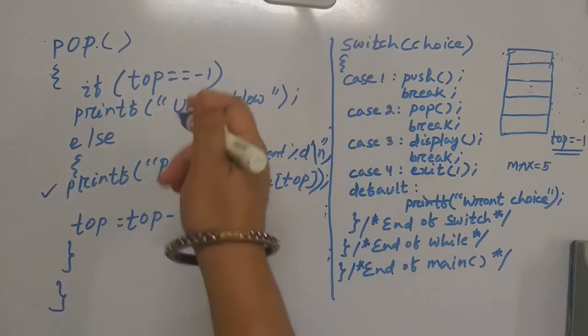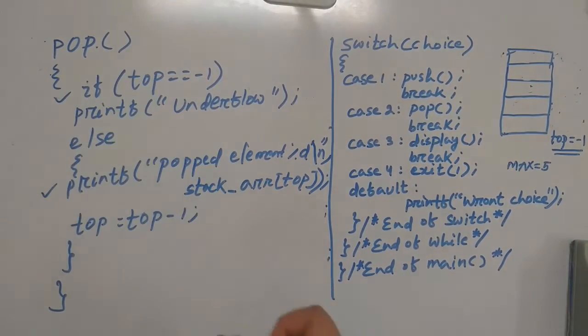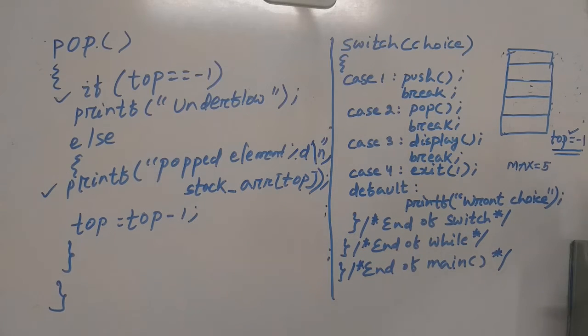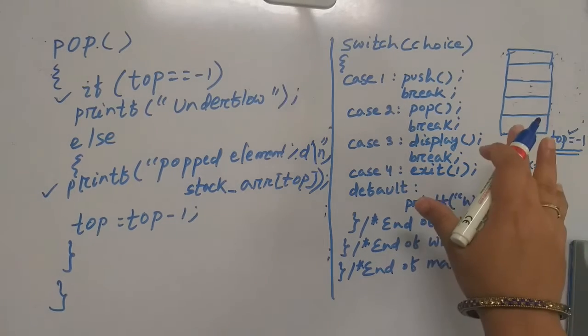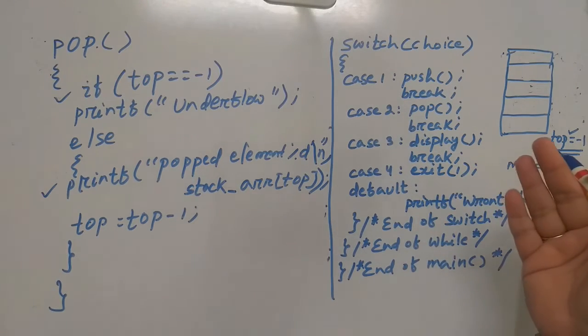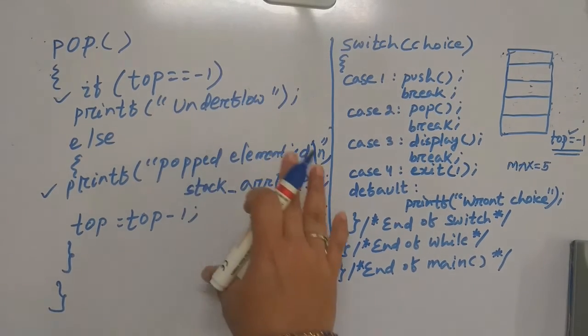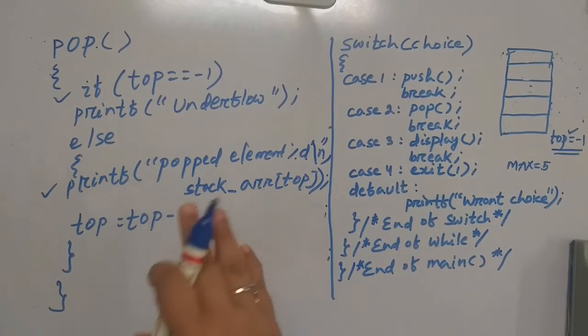Whenever the stack is empty, the if condition is encountered, where it is written: if top equals minus 1, printf underflow. That means now we get top equal to minus 1, so we find out that the stack is empty. So the next element deletion is not possible. This is the underflow condition. Okay, so this is all about the push and pop operations.